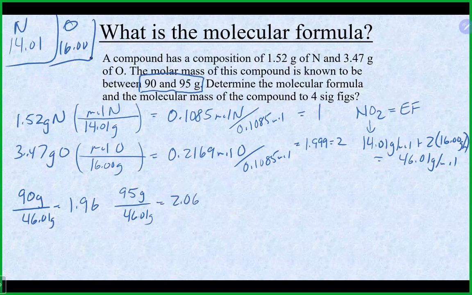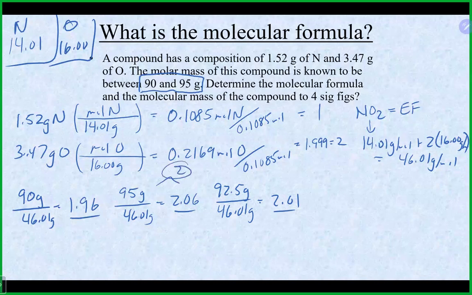Or you can average the two numbers. 90 plus 95 divided by 2 puts you at about 92 and a half, somewhere in the middle, divided by 46.01. And that's going to get you 2.01. So basically, with rounding, no matter which one you choose, obviously here we're looking really at a number of 2 as our factor.